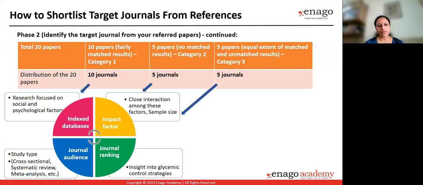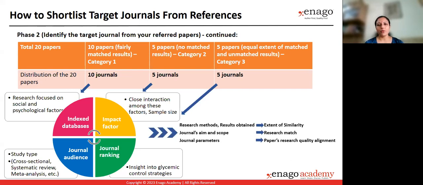The study type is a very important factor, whether a cross-sectional study or a systematic review or even a meta-analysis was done. Finally, we also take another research criterion into consideration, whether these journals had papers which had insight into glycemic control strategies and to what extent. For the STM parameters, the journal quality determiners, we have taken into consideration the indexed databases, which we have seen in our table, the impact factor of each of the journals, the journal audience in focus, and the journal ranking.